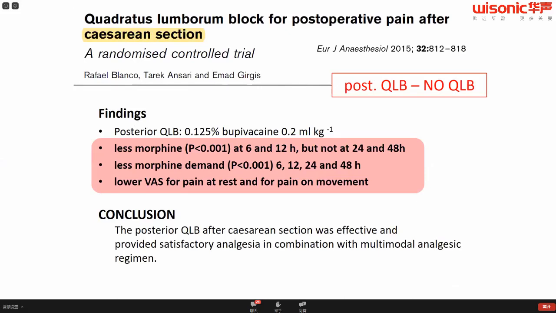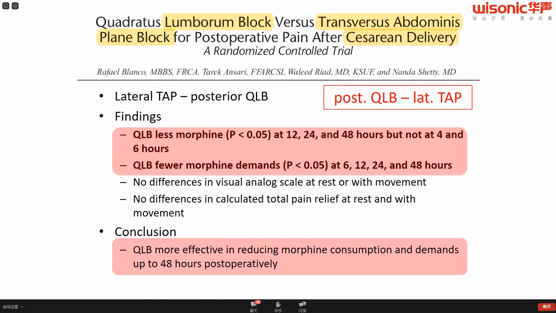Here, the effectiveness of the posterior quadratus lumborum block for cesarean section compared to IV opioids: you can see with the posterior quadratus lumborum block, the morphine consumption was reduced and the patient had a lower pain score. A comparative study of the posterior quadratus lumborum with the lateral transverse abdominis plane block for cesarean delivery confirms that the quadratus lumborum block was more effective in reducing morphine consumption and demands up to 48 hours postoperatively.